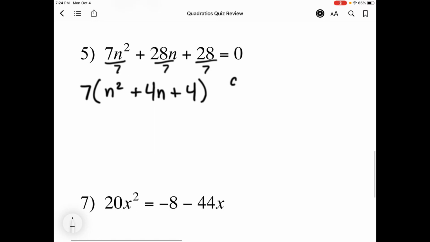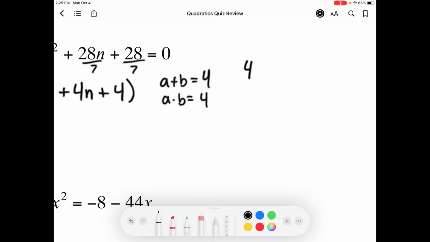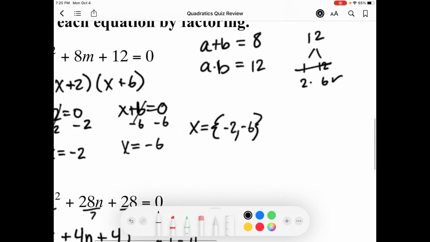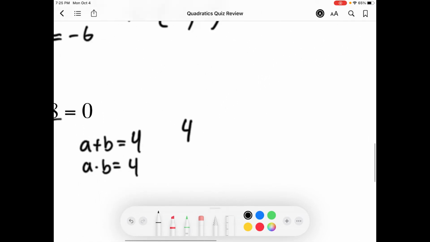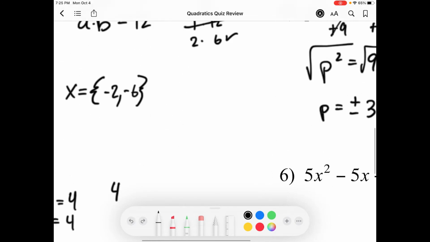So I'm going to set up a plus b, let me write that a little bit better, a plus b and a times b. So a plus b is going to be the number in front of just this singular n, which is 4 right here, right? A times b is going to be the constant at the end of the function, which is just 4. All right, so now I'm going to make a factor tree for 4. And if we look back to our reference here, both the a plus b and the a times b are positive. So that means that we're in this situation right here. So both of our numbers are positive.